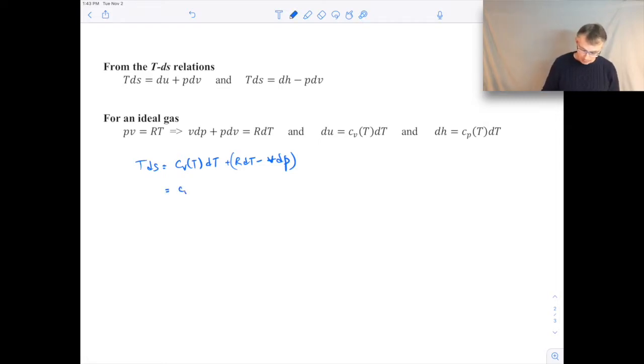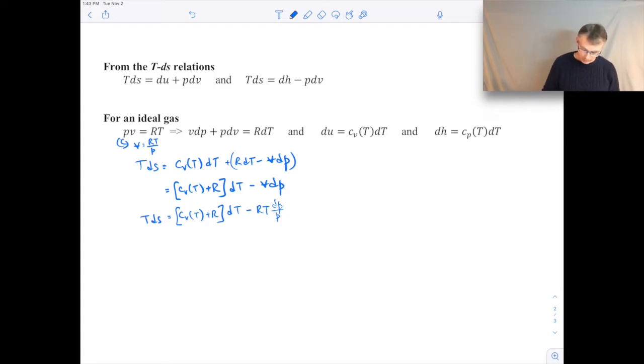And then let me do a little rearranging. So we'll have Cv plus R times dT is equal to minus V dP. And then what I'm going to do at this point is take the ideal gas law right here and just rearrange it for the V. V is equal to RT over P. And then I'll substitute that expression in right here. So this will be Cv(T) plus R dT minus RT dP over P.